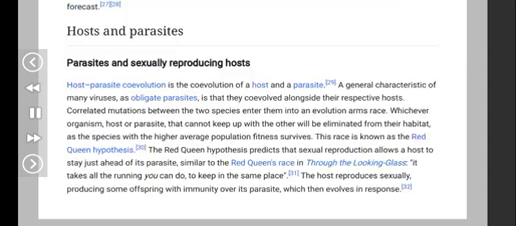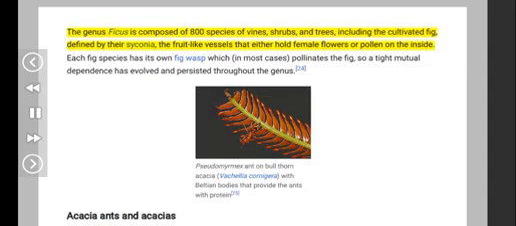The genus Ficus is composed of 800 species of vines, shrubs, and trees, including the cultivated fig, defined by their syconia, the fruit-like vessels that hold either female flowers or pollen on the inside. Each fig species has its own fig wasp which, in most cases, pollinates the fig, so a tight mutual dependence has evolved and persisted throughout the genus.